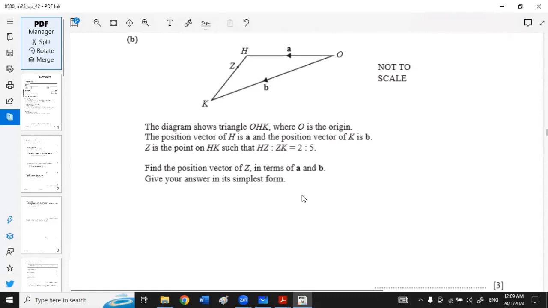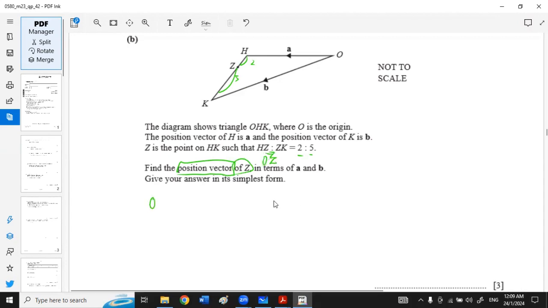Part B. Okay. The diagram shows triangle OHK, where O is the origin, the position vector of H is A, the position vector of K is B, and Z is a point on HK such that HZ to ZK is 2 to 5. So this is 2, this will be 5. Okay. Find the position vector of Z.